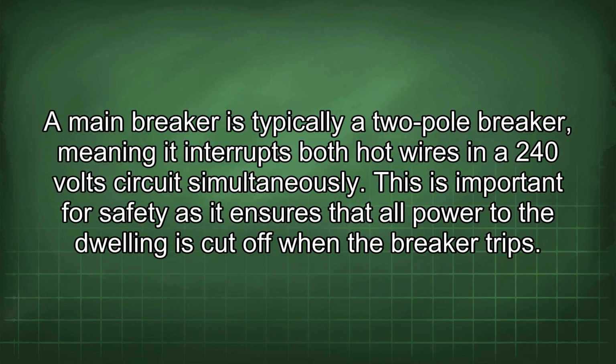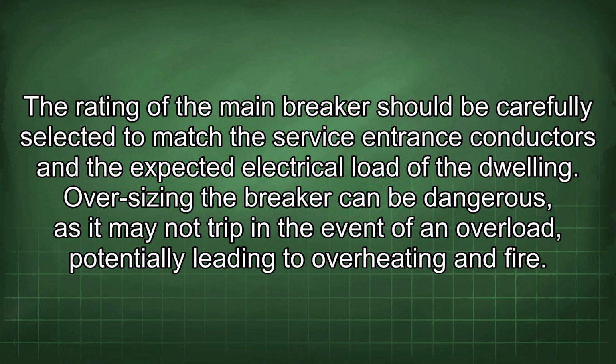A main breaker is typically a two-pole breaker, meaning it interrupts both hot wires in a 240-volt circuit simultaneously. This is important for safety as it ensures that all power to the dwelling is cut off when the breaker trips. The rating of the main breaker should be carefully selected to match the service entrance conductors and the expected electrical load of the dwelling.